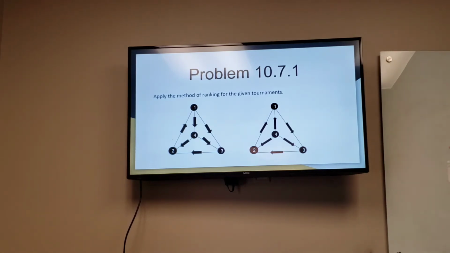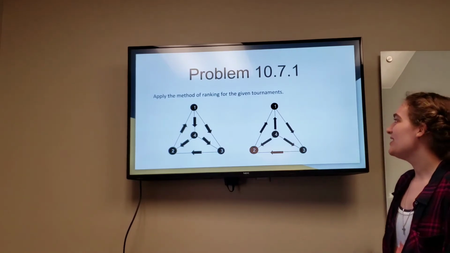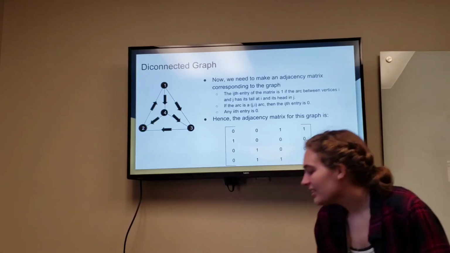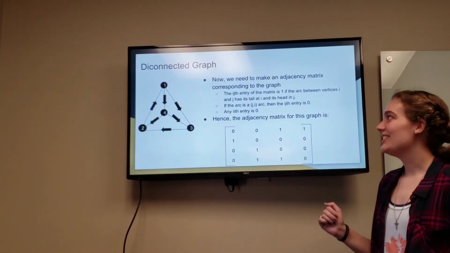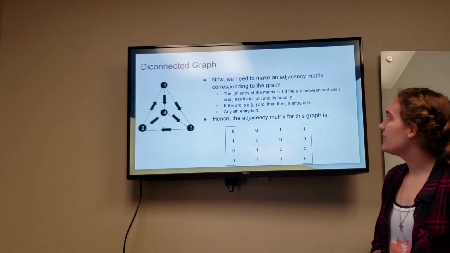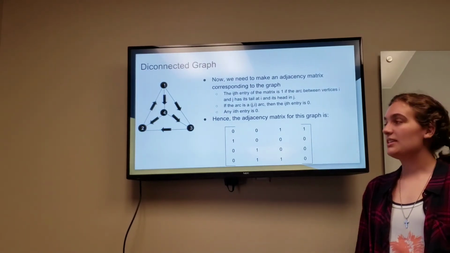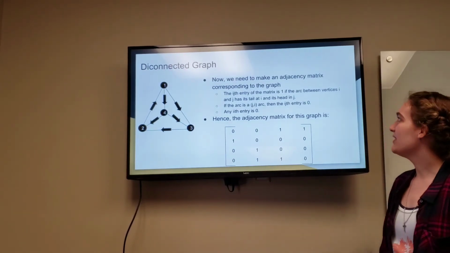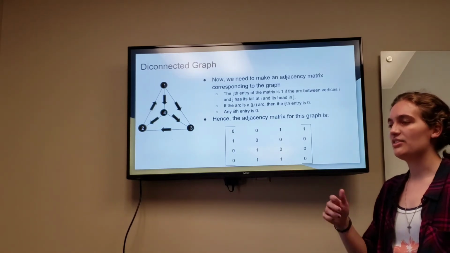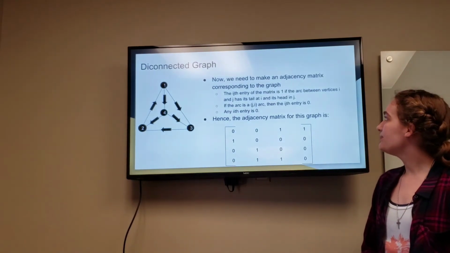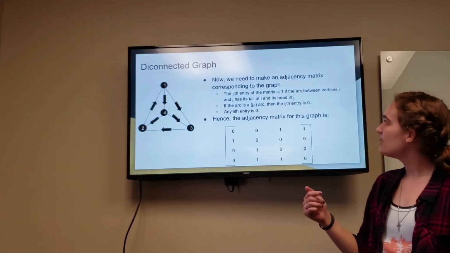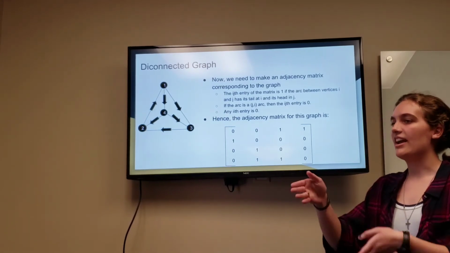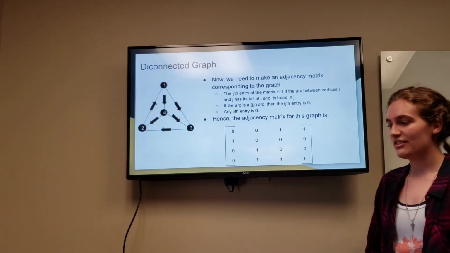Okay. So for problem 10.1, we were given some graphs and we were supposed to find the ranking of the vertices. This particular graph is diconnected, which you can see by tracing through the graph. Since it has 4 vertices, we have to get the adjacency matrix for it. The ij-th entry of the matrix is 1 if the arc between the i-th and j-th vertices has its head in j and its tail in i. If it doesn't, the entry is 0, and this is also the case for any diagonal entry, because you can't win against yourself.